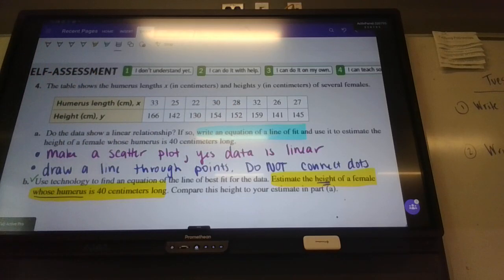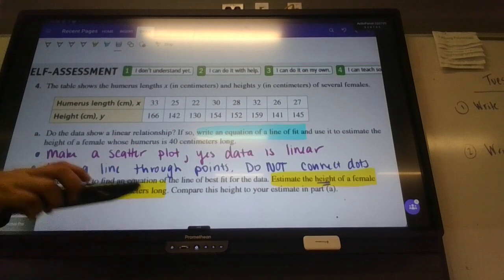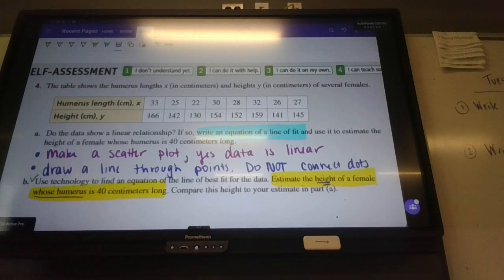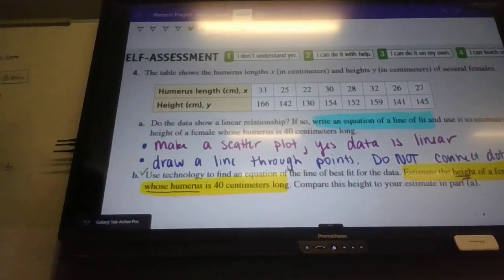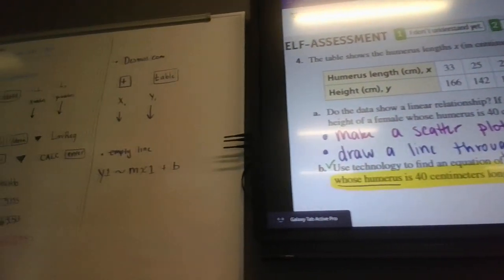Okay, with your calculator, you're going to find the data button. It's here, up at the top. Does anybody want me to wait? I don't mind waiting. Okay, here's your data button.